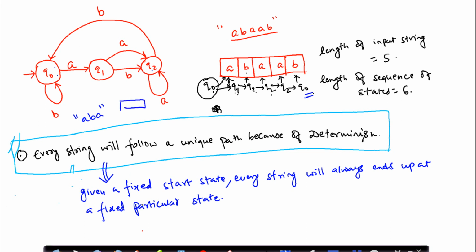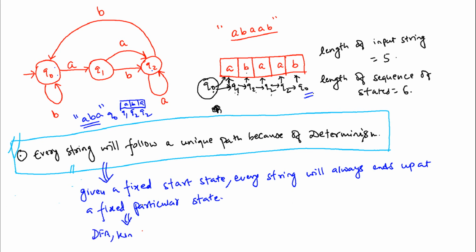How? So simple. ABA, initially it is at Q0. Q0 on seeing A goes to Q1. Q1 on seeing B goes to Q2. And Q2 on seeing A stays at Q2. So every time ABA is fed to the machine and the start state is Q0, this ABA will end up at state Q2. That's what it is. Given a fixed start state, every string will always end up at a fixed particular state.